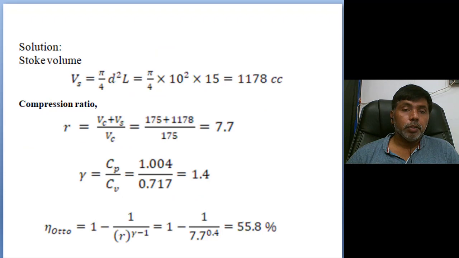And one more problem, where I mentioned swept volume. Here the swept volume is calculated as pi/4 d squared times L. Then compression ratio equals clearance volume plus swept volume by clearance volume, and we get the compression ratio. For the specific heat ratio gamma, they gave Cp and Cv as 1.004 and 0.717, giving 1.4. If they are not given, you have to assume the gamma value. Then finally you get the efficiency of the Otto cycle. These are the different simple problems we solved on the Otto cycle.